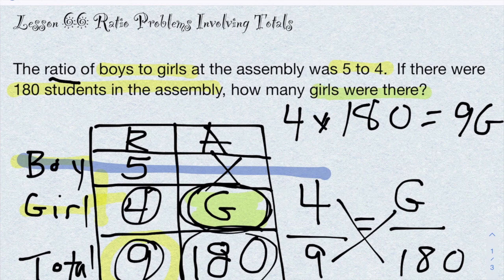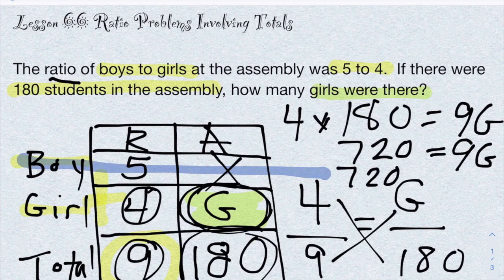That's what it says in your book as well. Then I'm going to multiply my 4 times 180, and that's 720, and that gives me 9G. And then the question is, how do I get my 9 by himself? I'm going to divide both sides by 9, so 720 divided by 9 is G. And when I divide that, I find G equals 80.